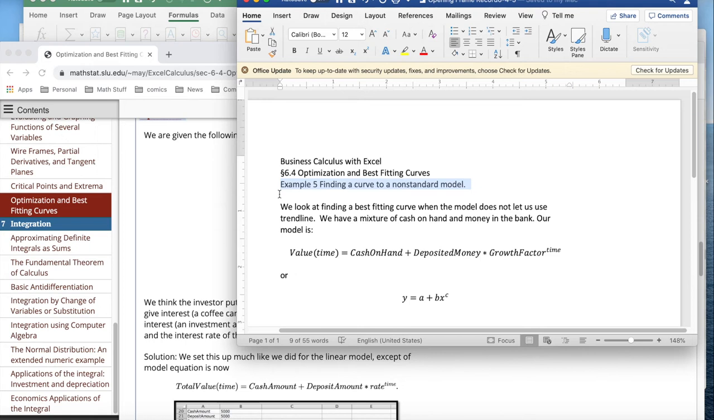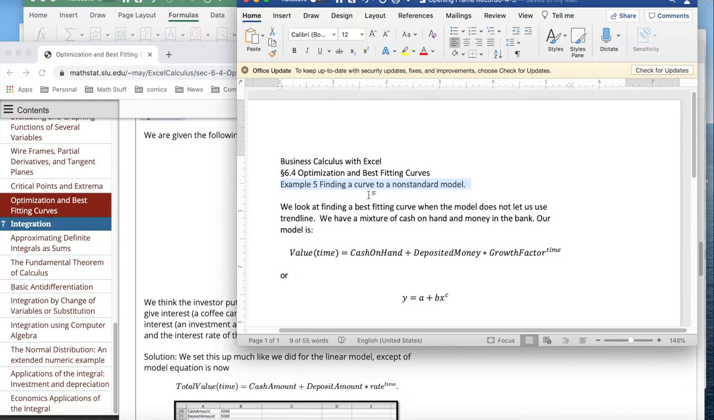Today we're looking at example 5 out of section 6.4, optimization and best fit curves, out of business calculus in Excel. This time what we're looking at is an example where you can't do it by having the trend line because we want to use a model other than one of the six that were given us.